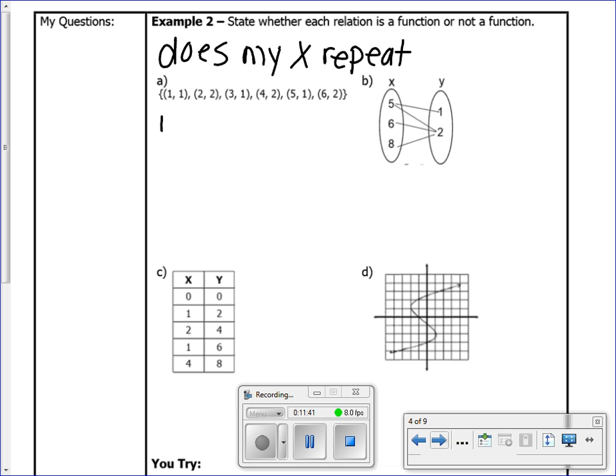No. Then I have a 2. Does my 2 repeat in the x spot? 3, 4, 5, 6. No. 3. Does it repeat in the x spot? No. 4, 5, 6. 4 doesn't repeat, 5 doesn't repeat, 6 doesn't repeat. So yes, this is what we would call a function.